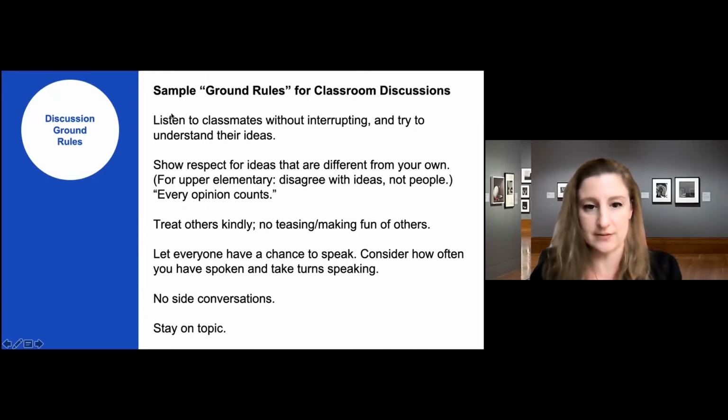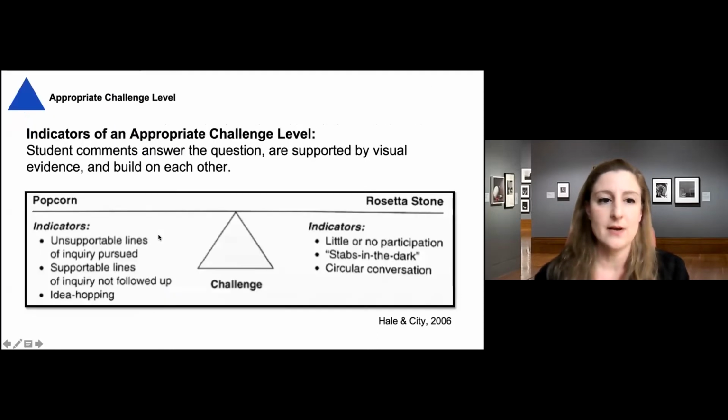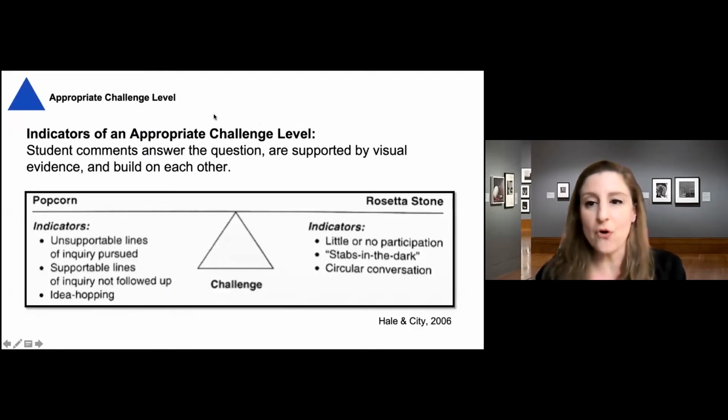And not having distracting conversations, making sure everybody has a chance to speak, making sure that when a student contributes that they're staying on topic and not talking about Pokemon or whatever it is that they're interested in at the moment. So all of those suggestions to me fall under the category of creating a safe discussion environment in your classroom.